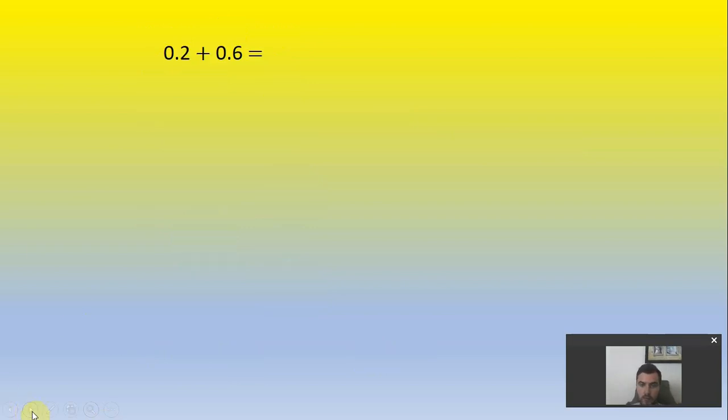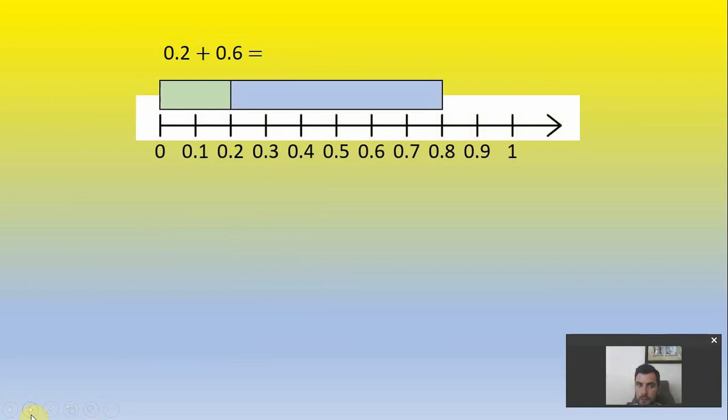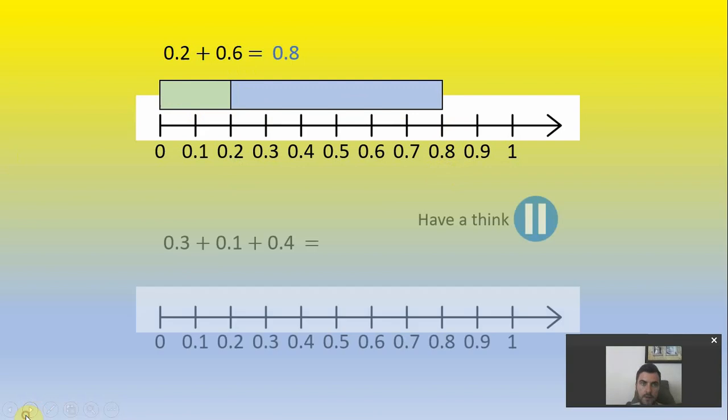Okay, let's move on to today's learning. So we've got 0.2 add 0.6. Here we have a number line which increases each scale by 1/10, and we're going to use a bar model to represent this. The green bar model represents 2 tenths or 0.2. The blue model represents 0.6 or 6 tenths. So you can clearly see if we add them together using the bar model on the number line, we get 0.8 or 8 tenths.